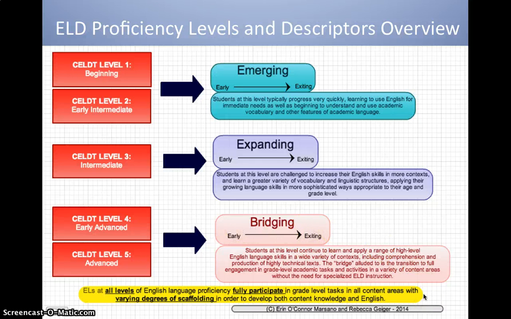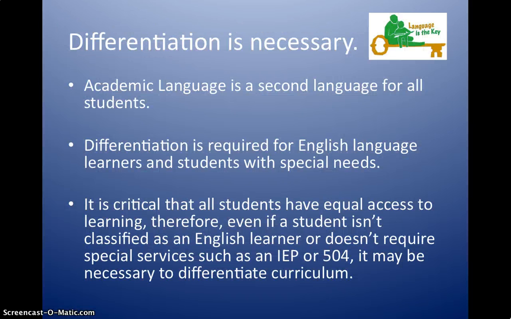ELs of all levels of English language proficiency should fully participate in grade level tasks in all content areas with varying degrees of scaffolding. Please remember that even if students aren't classified as EL, they may struggle with academic language and require scaffolding. It is important to keep in mind that academic language is a second language for all students.